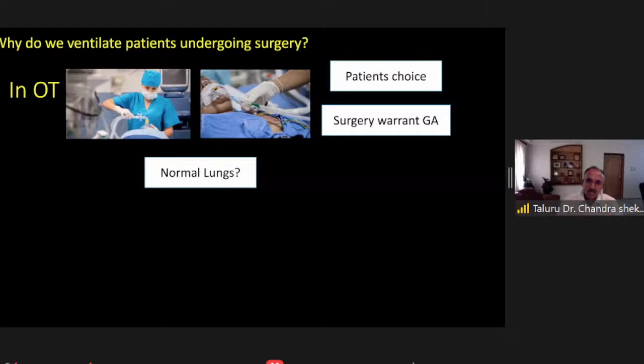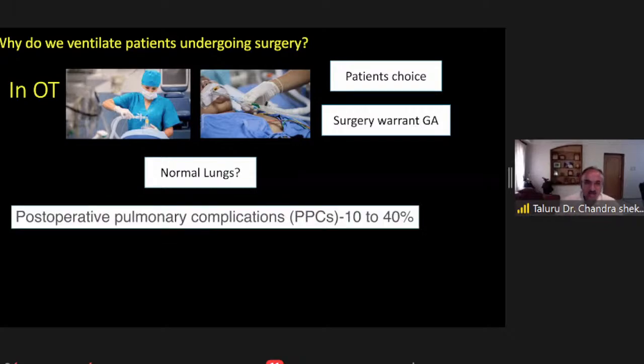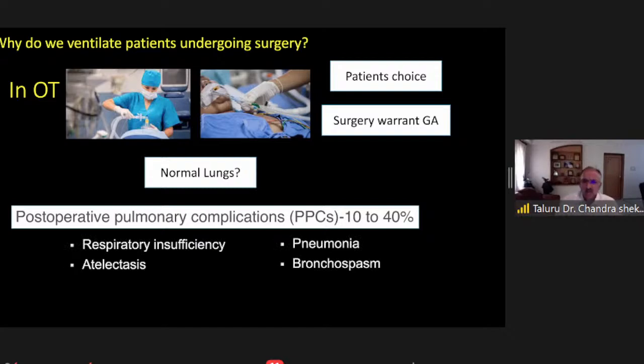So thinking that you have a normal lung and ventilating with higher tidal volumes and low PEEP doesn't do much good to the patient, because most of the studies show that postoperative pulmonary complications in different studies go up from 7% to 40-50%, and in some high-volume centers operating major cases, like cardiothoracic centers and in our center, I'll show you a statistic that we have found, we have a very high incidence of postoperative pulmonary complications. What constitutes postoperative pulmonary complications, most commonly, though there are some additions, is respiratory insufficiency, failure, atelectasis, pneumonia, and bronchospasm. Sometimes pleural effusions and rare complications we do see, but these are the four which we commonly see.